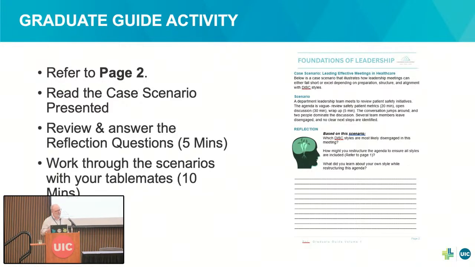That's really the whole idea behind this little activity. So if we look at the scenario, a department leadership team needs to meet to review patient safety initiatives. The agenda includes 3 items: review the metrics, have open discussion, and then wrap up. And if we consider a scenario like this, imagine that the meeting happened and we just jumped around a whole lot and we didn't really accomplish what we wanted to.